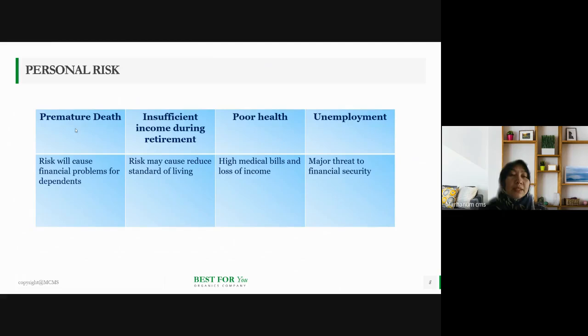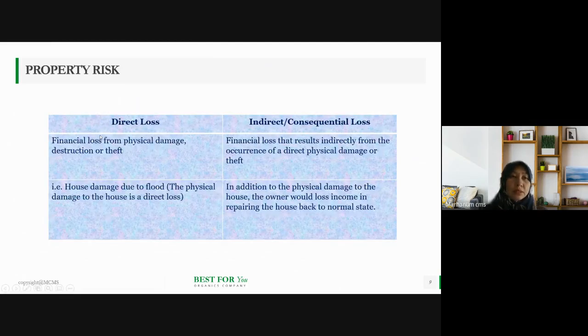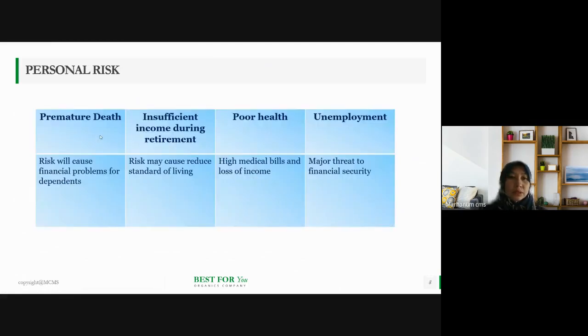And then the second one is insufficient income during retirement, meaning income protection, poor health, health protection, medical protection, and protection for unemployment. There is also protection for unemployment income. This one is income protection too. So, premature death.